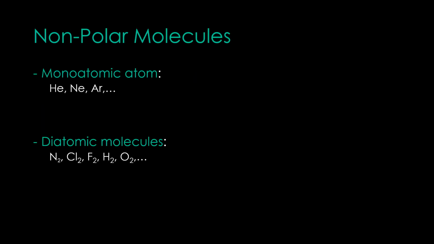Let's see some ways to distinguish nonpolar molecules from polar molecules. Whenever you see a monatomic atom such as helium, neon, argon, and so on, it is nonpolar. Whenever you see a diatomic molecule of two identical atoms such as nitrogen molecule, chlorine molecule, hydrogen molecule, and so on, there is equal sharing of electrons between the atoms involved, therefore these are also nonpolar.